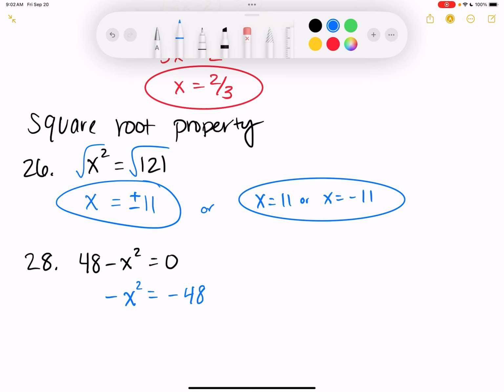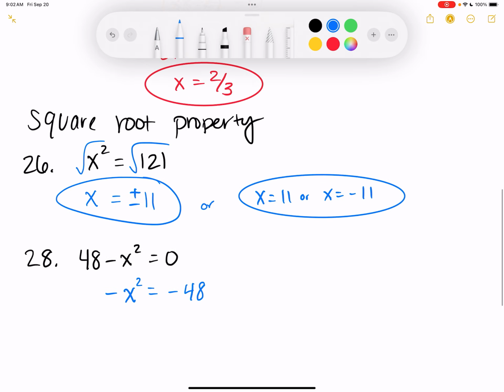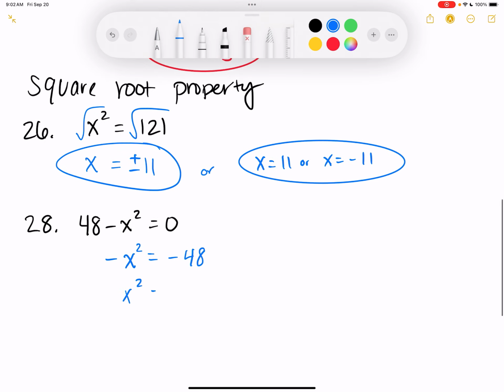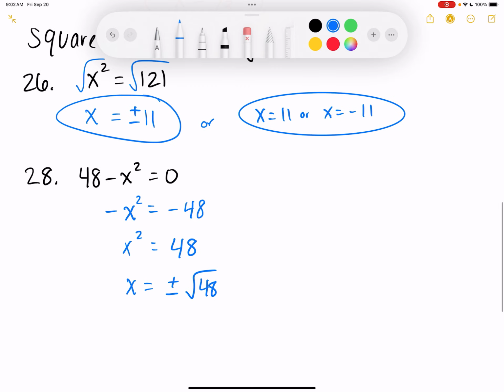Yep, I need to divide by the negative, take it out. So I get x squared equals 48. Now what? Square root both sides. So x equals plus or minus the square root of 48. And we should always see if we can break down a radical any farther than what it is.